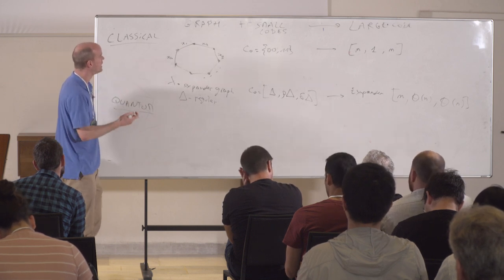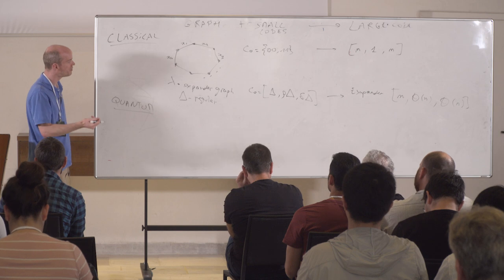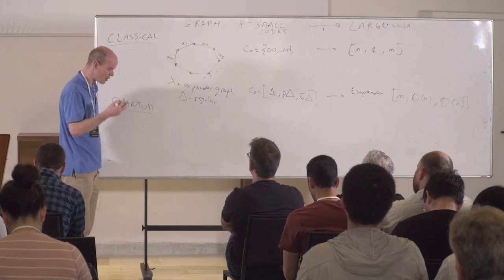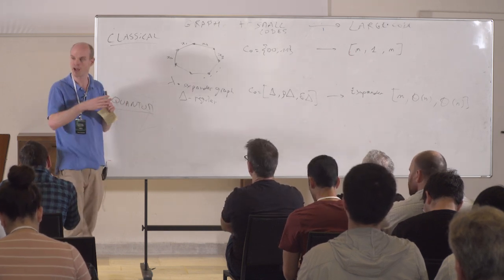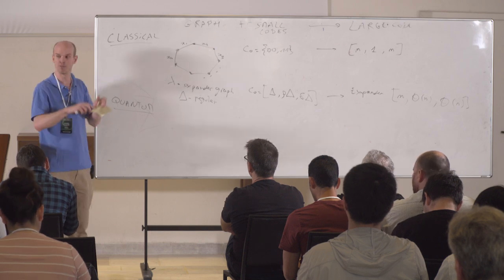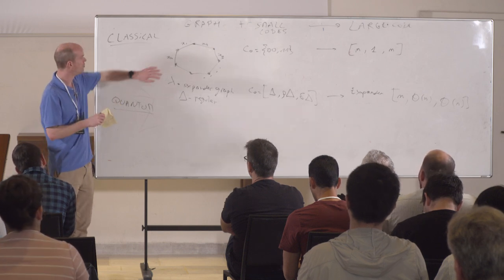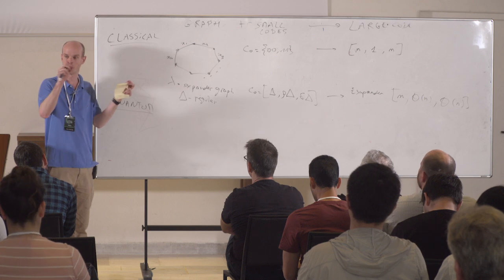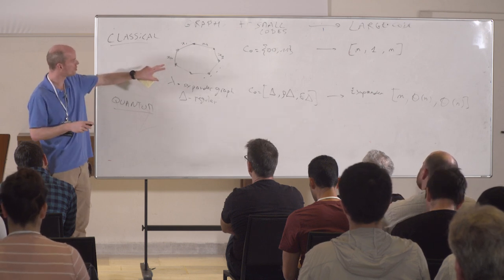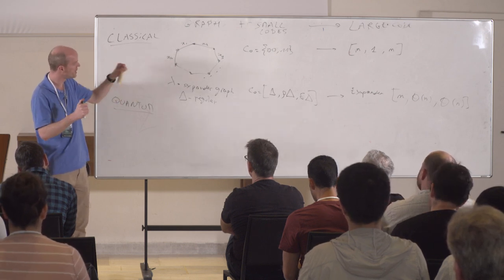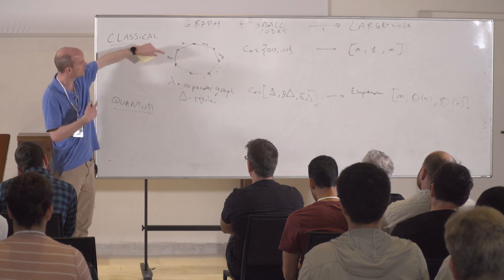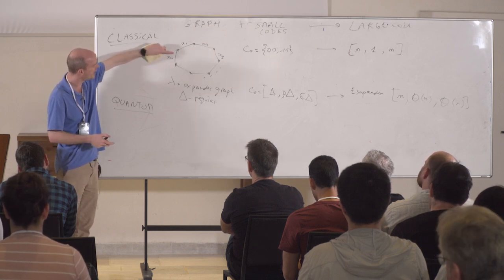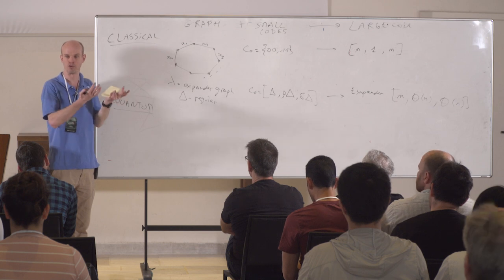What you need is a generalization of a graph in the following sense. A graph is a bunch of vertices, so objects of dimension 0, and a bunch of edges, so objects of dimension 1. What we will need in the quantum case is a generalization: a combinatorial object with vertices, edges, and objects of dimension 2.